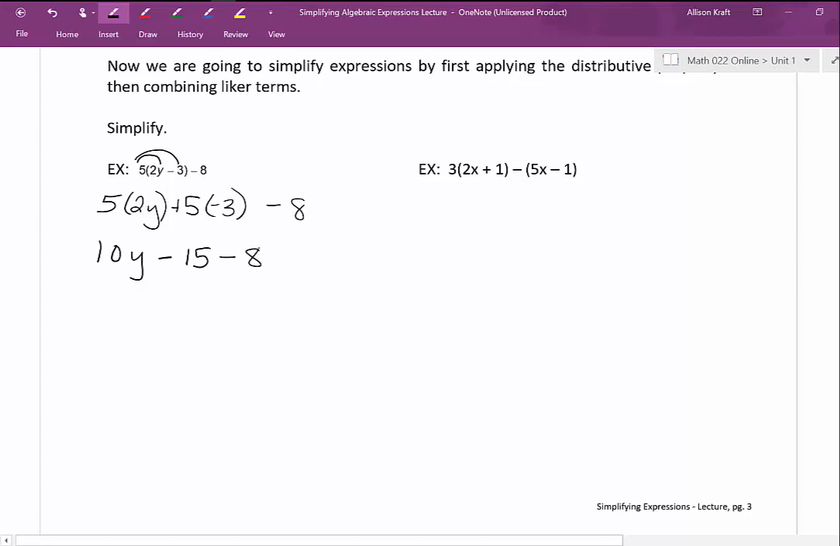Now we want to look and see, do we have any like terms that we could combine? Yes, we do. We have constant terms that can be combined. Bring down the 10y. Negative 15 minus 8 more gives me minus 23.